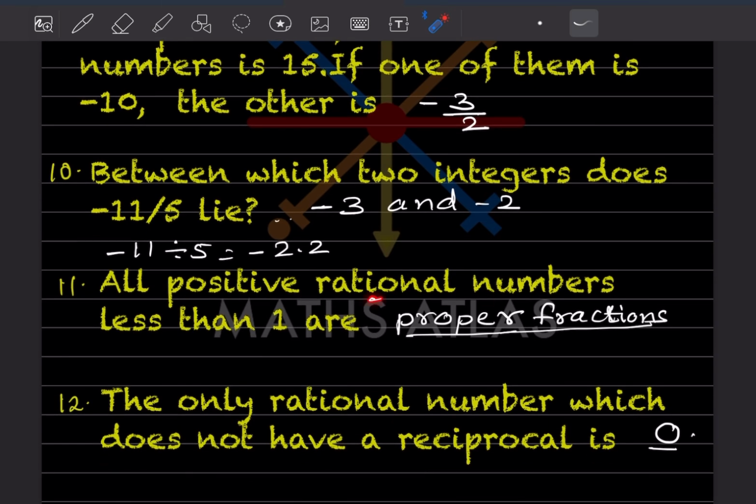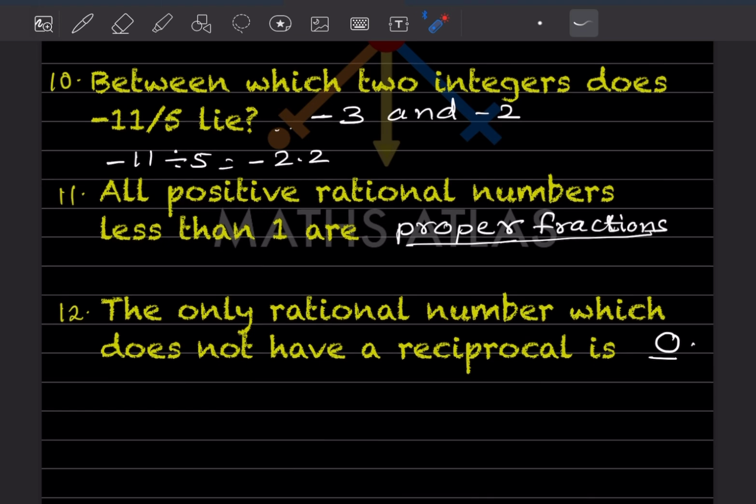All positive rational numbers less than 1. If we write 3 by 2, that will be more than 1. But if you write 2 by 3, this is less than 1. It can be any number where the numerator is less than the denominator. Wherever the numerator is less than the denominator, it is a proper fraction and less than 1. Less than 1 is proper, and more than 1 is an improper fraction.